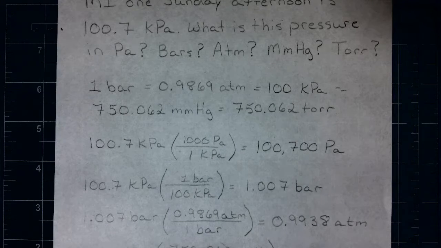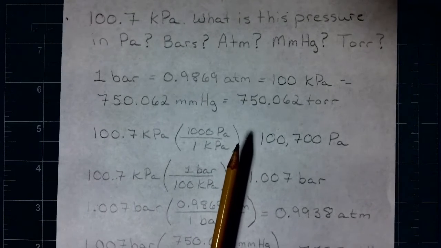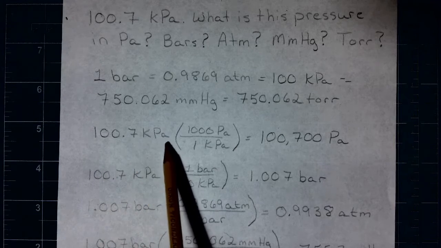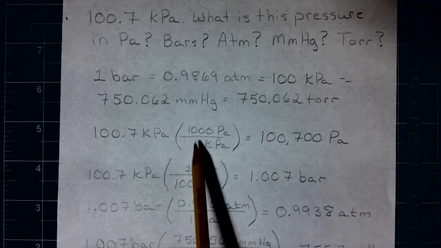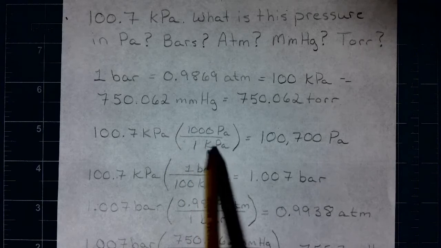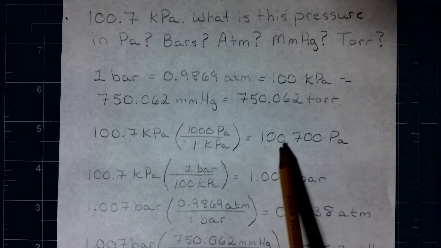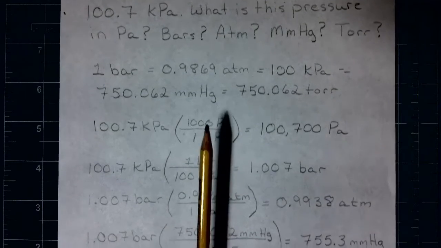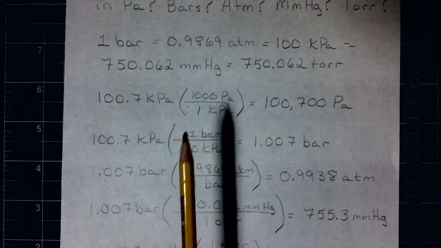First, we'll figure out how many pascals this is. We have 100.7 kilopascals. This is just a simple conversion within the metric system, right? There's 1,000 pascals in every 1 kilopascal, so this is 100,700 pascals. Next, we'll convert this to bars.